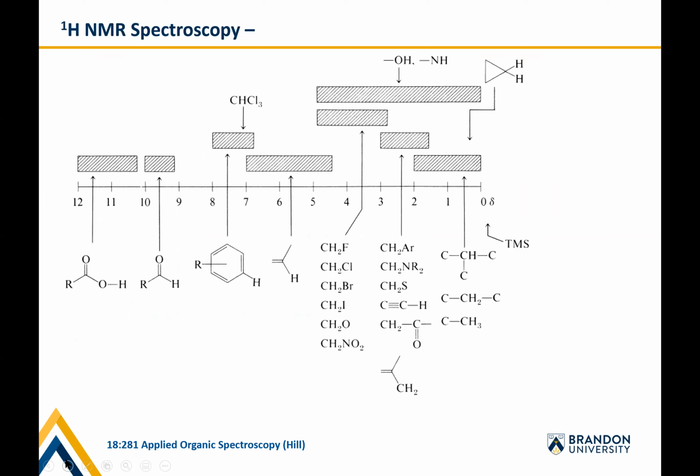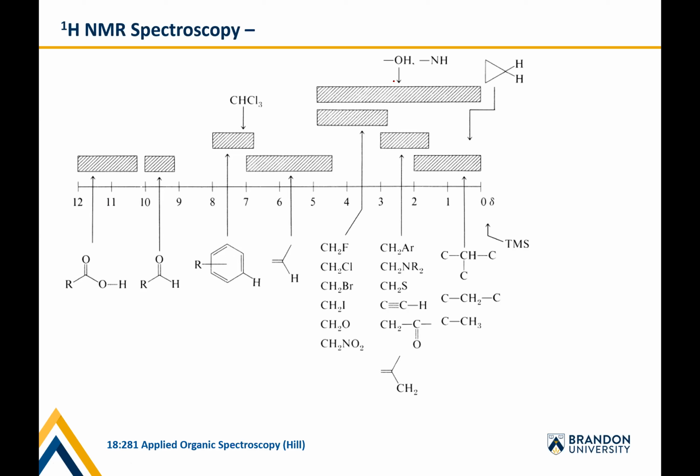Okay, so this is basically the correlation table for proton NMR. This is a really simple one. There's a better one on Moodle in the appendices. So I guess there's four regions that we'll look at.